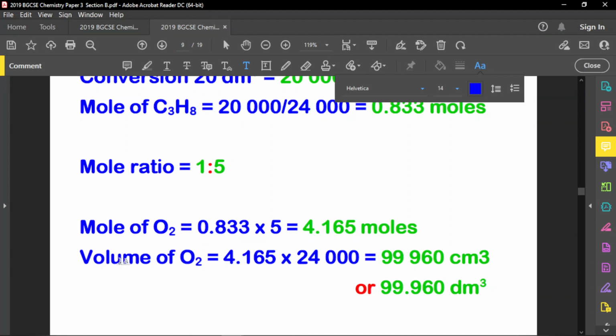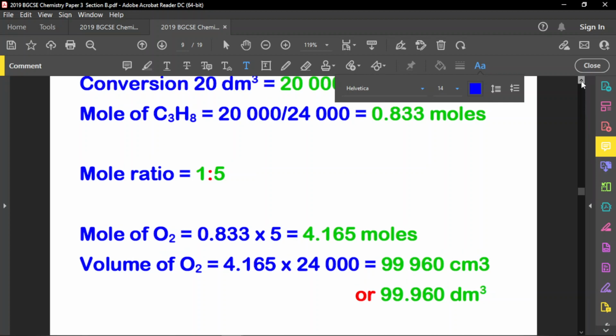And so once you have the mole, you can find the volume of oxygen now. You're going to multiply the mole by the RTP value. So if it's 4.165 moles, then you're going to multiply it by 24,000. And so what you get is 99,960 centimeters cubed. Or if you divide it by 1,000, what you get is 99.960 dm cubed. So you can work it like that.